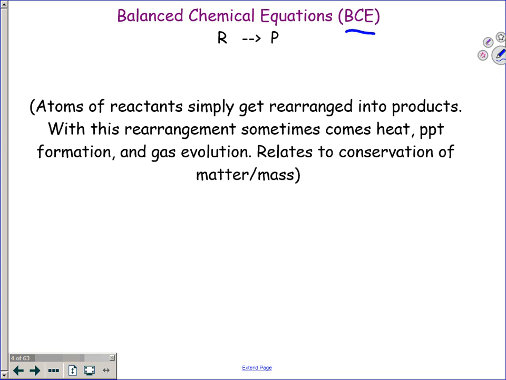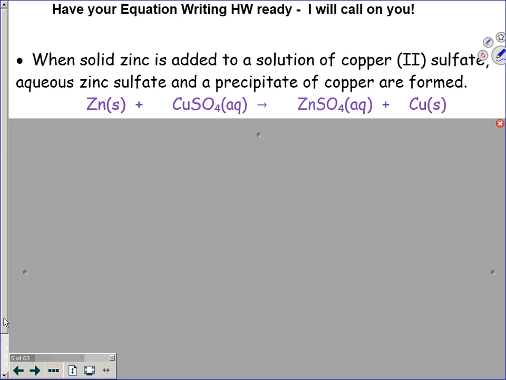Matter or mass, okay. So the atoms simply get rearranged, and through that rearrangement we then have new products, and we still need to track the number of atoms. So we're still tracking the number of atoms. This is where you guys left off yesterday. You with me? This is your equation writing homework? Okay, we're going to balance as we go.